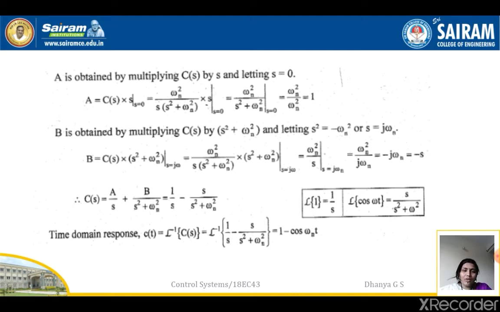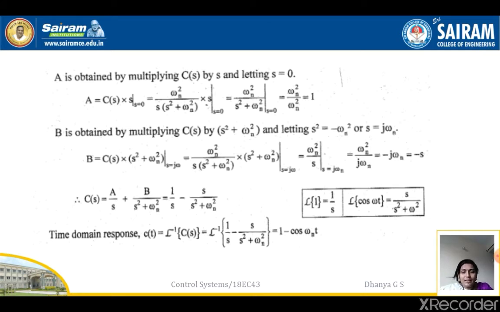So you know what C of s is. C of s is nothing but omega n square divided by s into s square plus omega n square, into s, letting s is equal to 0. So what you will get, s will get cancelled. Remaining is omega n square divided by s square plus omega n square as s tends to 0. So s tends to 0 means the equation can be modified as omega n square by omega n square, which will become equal to 1. So you will get the value of a as 1. Now we have to find out what is b.